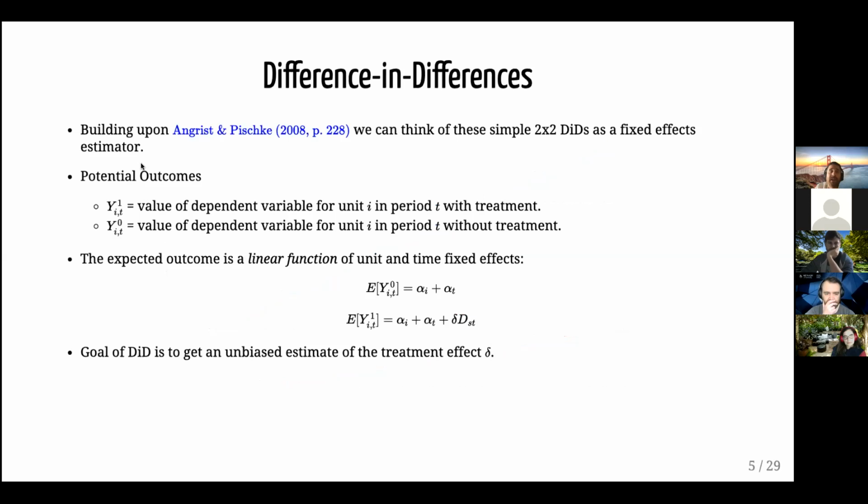All right, so building upon everyone's favorite reference textbook, Angrist and Pischke, we can think of these as what they call simple 2x2 difference and differences, right? Which is what I just showed you. So you have 2 units, 2 time periods. And you can think about this as a fixed effects estimator, right?